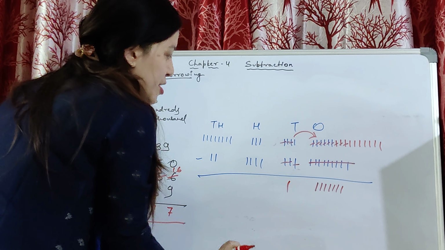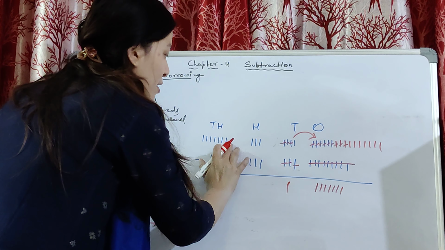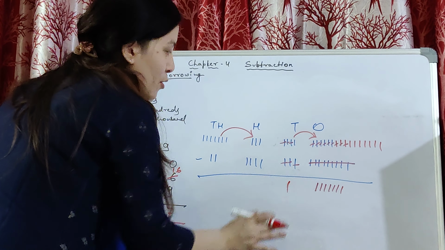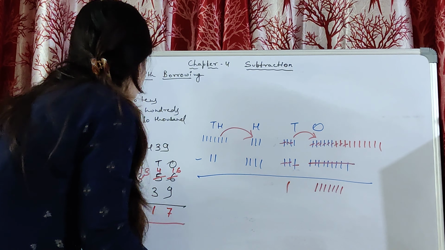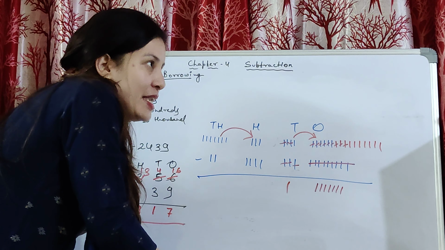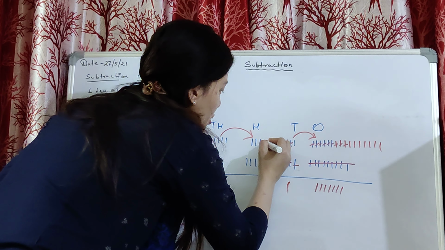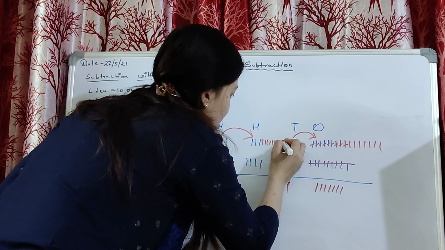Now 3 cannot subtract 4. So 3 will borrow 1 from here. है ना? Give 1, remove 1. So you will borrow 1 from here. उधार ले लो. So if you are borrowing 1000, that means you are getting 10 hundreds. 1000 is equal to 10 hundreds. ठीक है? 10 more lines. 1, 2, 3, 4, 5, 6, 7, 8, 9, 10.